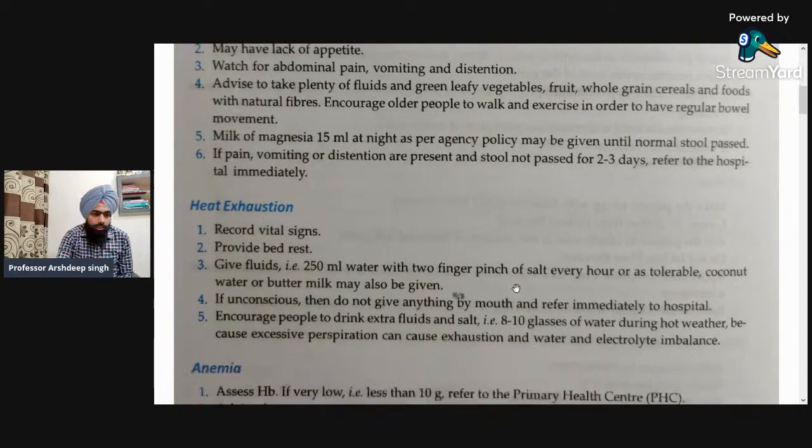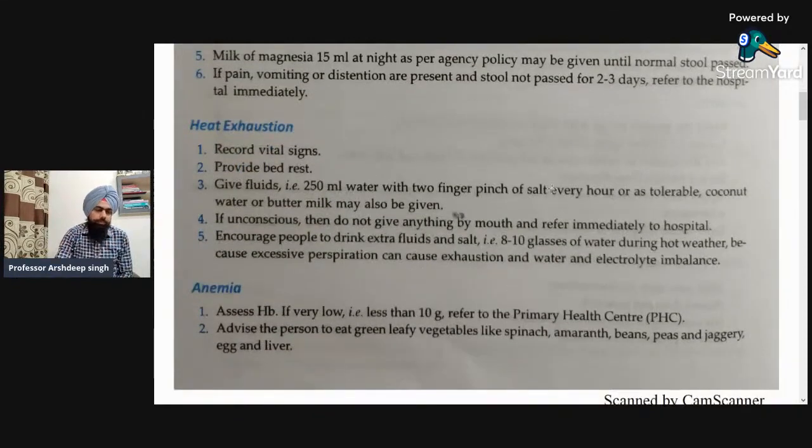Next is heat exhaustion. That is when the body is exposed to excessive heat, so there can be disturbances in the body. To manage this, first of all, record the vital signs, because if the body is exhausted, we have to immediately check the vital signs. Are the vital organs affected by the heat exhaustion? If this is present, then the condition may become serious. So we firstly record the vital signs.